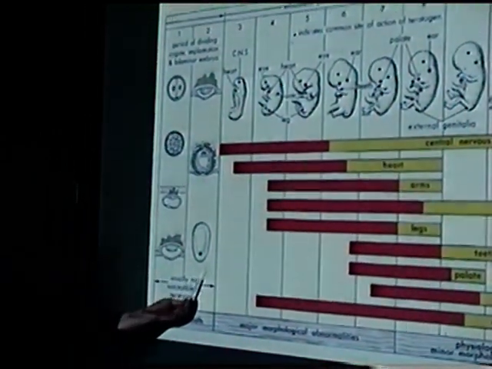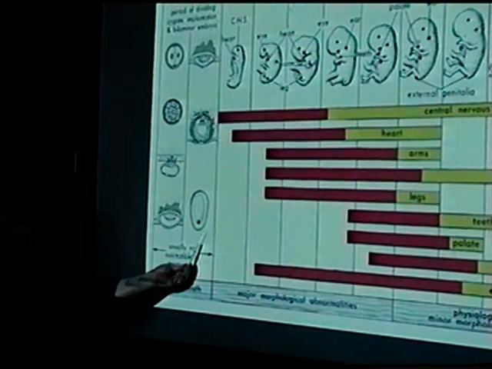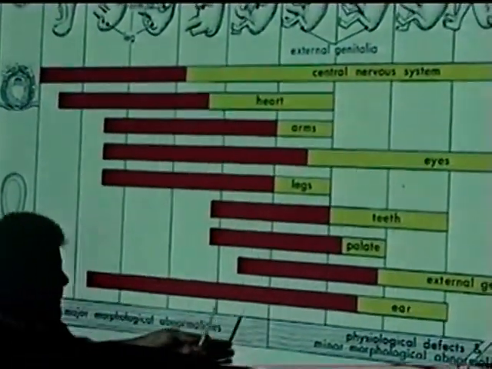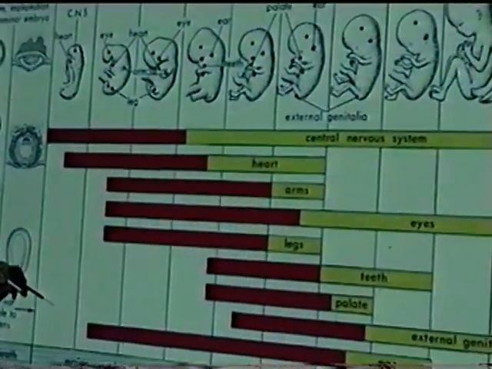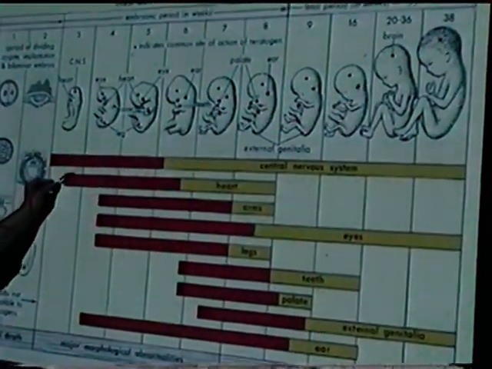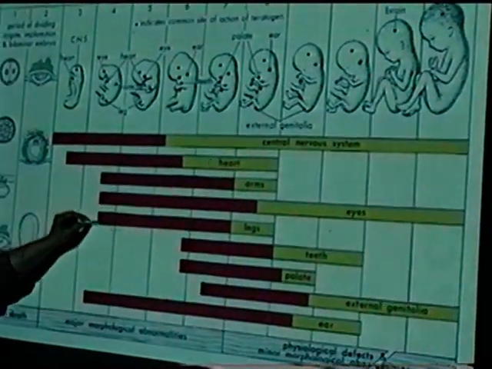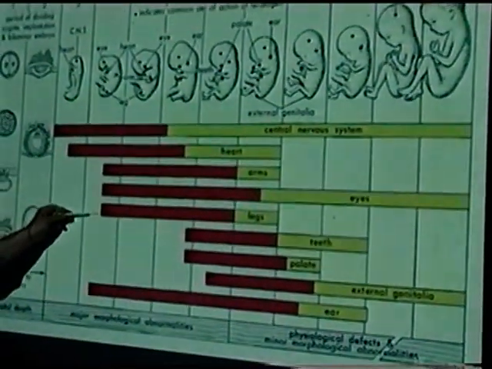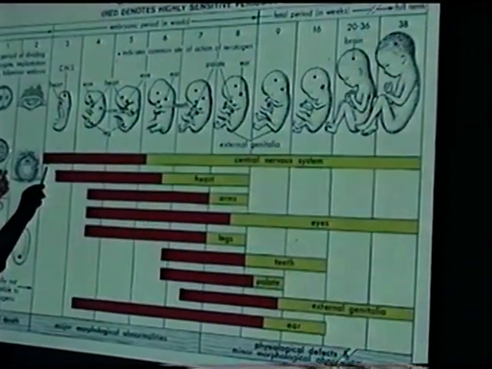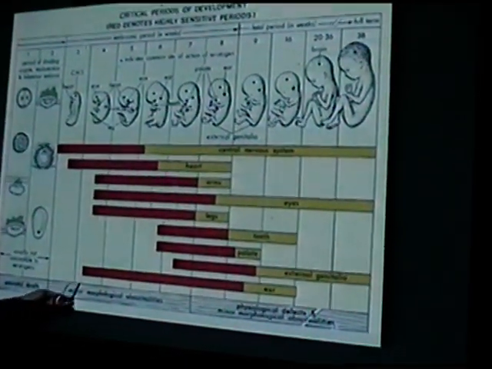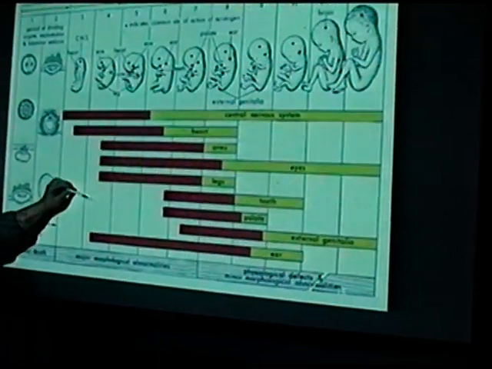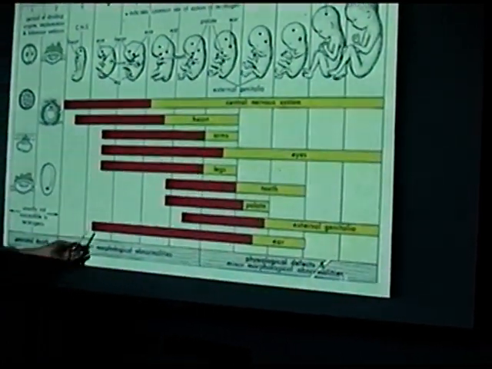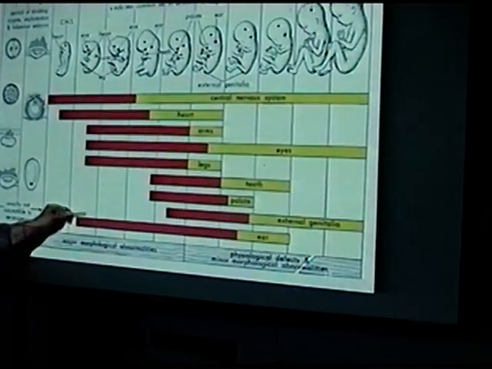After that, we have formed our primary tissues that are going to allow us to make organ systems. And from week 3 to week 9, we're going to spend an enormous amount of energy constructing organ systems, such as our central nervous system, our heart, our arms, our legs, our eyes, teeth, palate, external genitalia, and ear. So during the period of time that we are forming our organs, we're in a period called the embryonic period. And then the embryonic period is critical because if women are exposed to agents that can cause birth defects that we call teratogens, then the baby could end up with major morphological abnormalities.